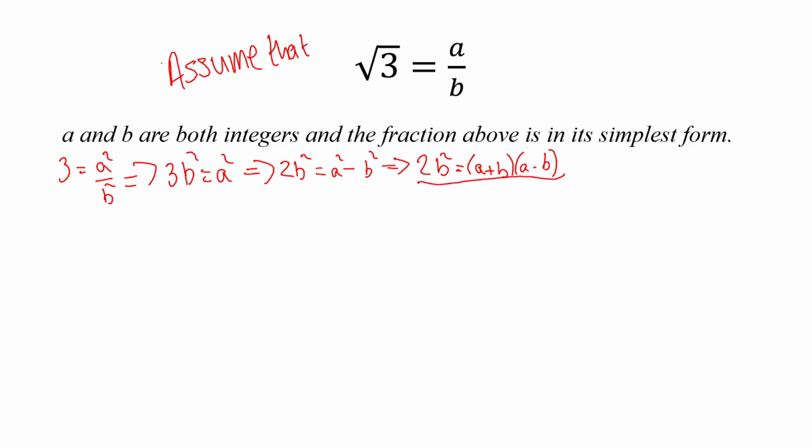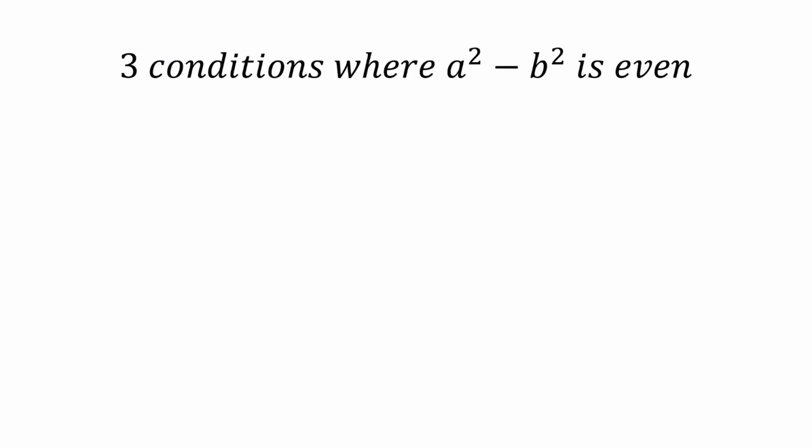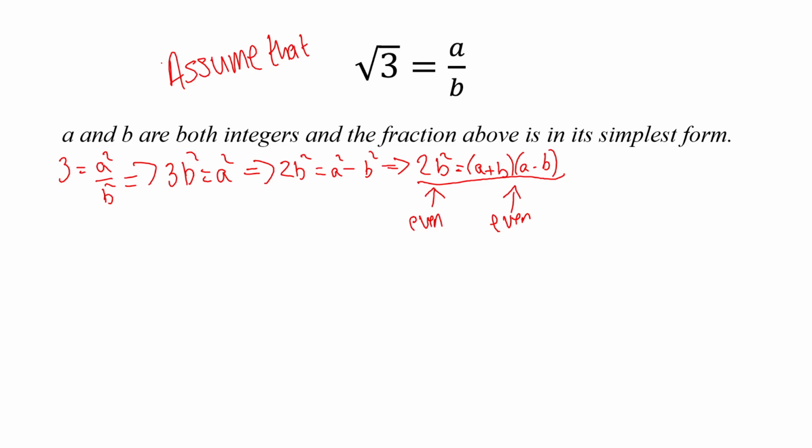If we look at the left-hand side, 2b squared, it doesn't matter if b squared is even or odd, once you multiply it by 2, it becomes even. So we know that the left-hand side is even, and since we have an equal sign between these two expressions, the right-hand side is also even. So (a plus b)(a minus b) results in an even number. Now, what are the ways to generate an even number? Even times even, even times odd, or odd times even. So it seems that we have three conditions in which we can generate 2b squared as an even number.